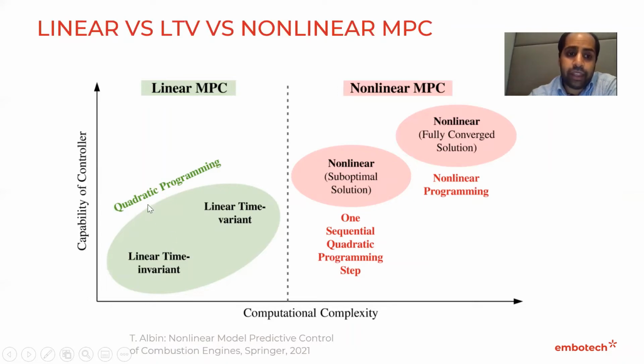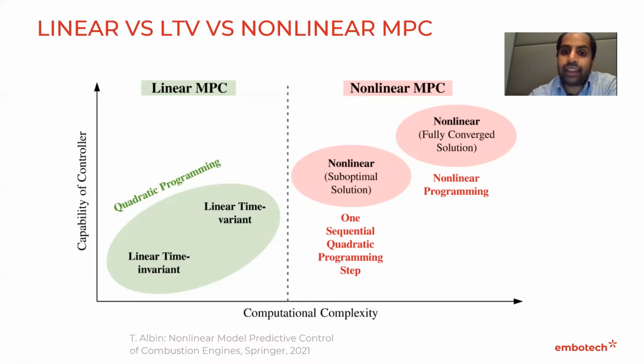And these can be solved quite reliably and also quite fast. If you want to increase the level of complexity, so that you are capable on the one side to control more complex systems, but with the drawback of being computationally more complex, then you can go to linear time variant, or as I said, also called adaptive MPC. And here you have in every time step a linear model, but it still results in a quadratic program to be solved. If we now go into nonlinear MPC, then you have a nonlinear system model that you are looking at.